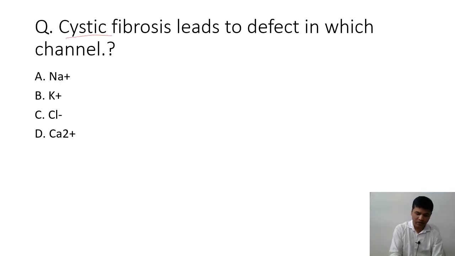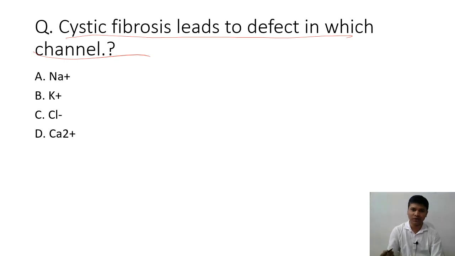Cystic fibrosis leads to a defect in which channel? The answer is very simple, no need to think twice. Chloride channel. Cystic fibrosis is because of a chloride channel defect. The CFTR gene is there, and because of that defective gene, this cystic fibrosis occurs.